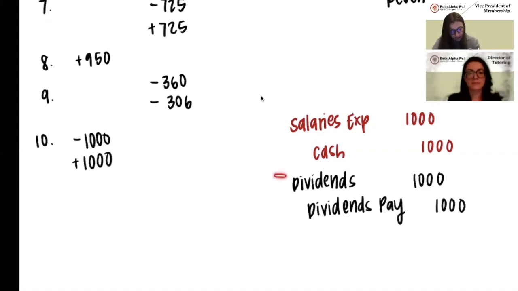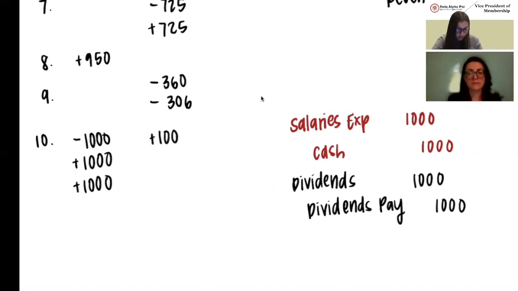Now let's take care of our dividends and our dividends payable. Dividends have a normal debit balance, and they were never debited in the first place. And so we need to add 1,000 for that. Dividends payable was never recorded, and dividends payable is a liability and has a normal credit balance. So we need to add that on the credit side.